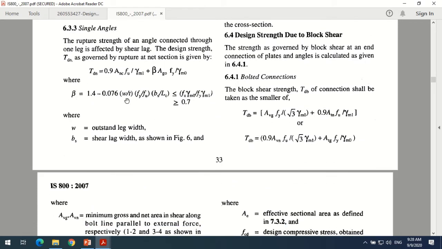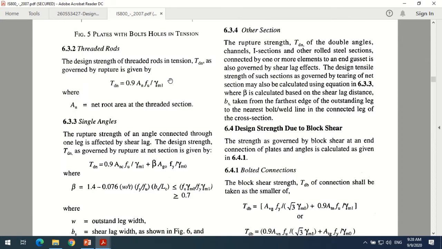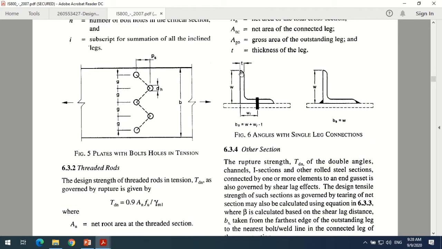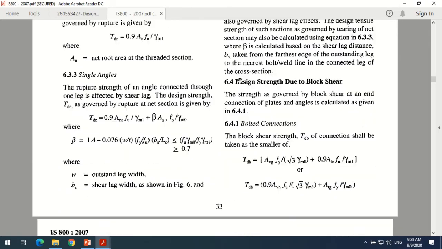So this is beta. AG naught is the gross area of the outstanding leg. The gross area of the outstanding leg will be the length of this leg into the thickness of this leg. It will actually be slightly different, the length minus half the thickness, into the thickness. We'll see that in the calculation. So that will be AG naught.